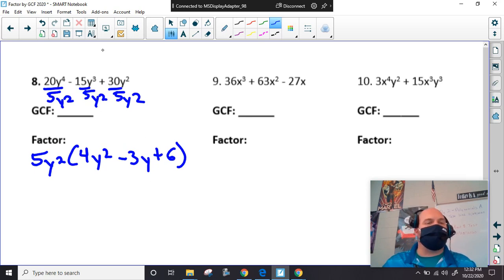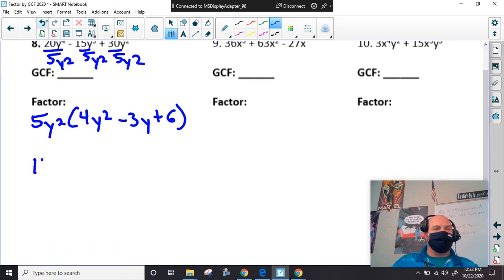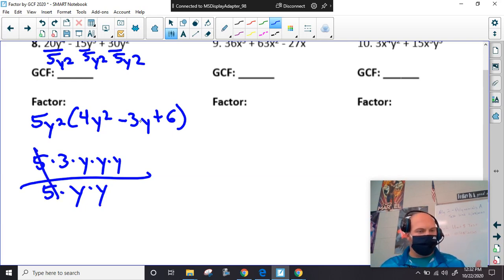Remember, this is basically like if I was to expand this out, this would be 5 times 3 times y times y times y over 5 times y times y. Okay. So the 5's cancel. We're left with 3. 2 of the y's cancel, so I'm left with 1. Or you could use the exponent rule by subtracting. However you need to do. If you need to use the exponent rule, if you need to think about it this way.